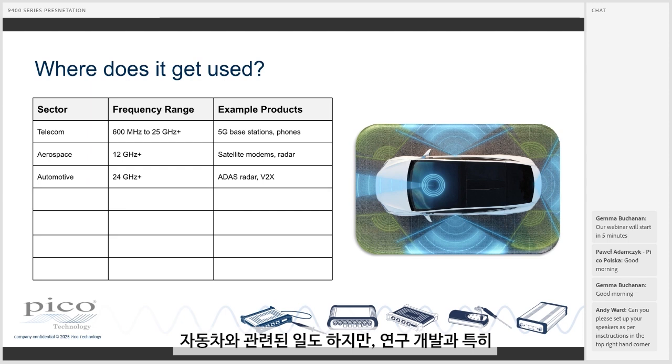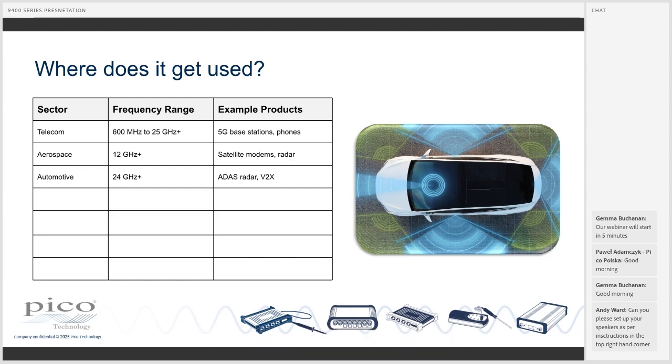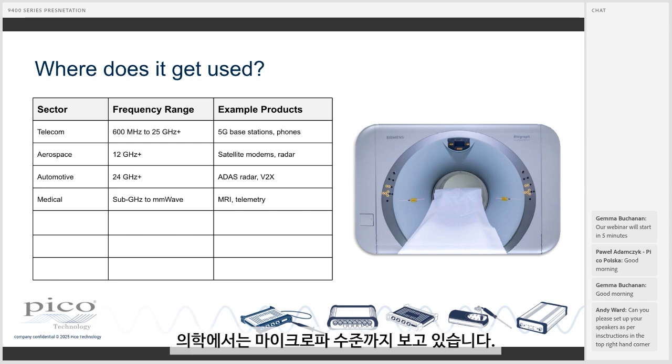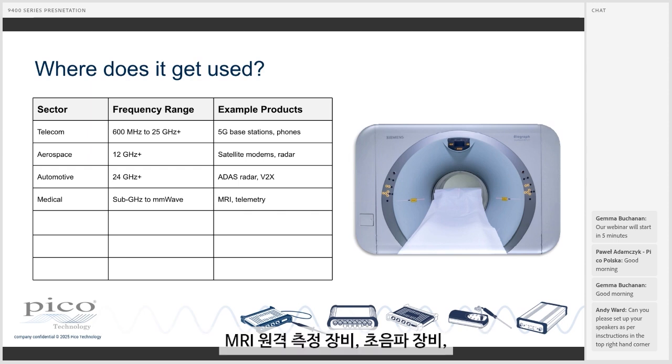involved with automotive, but more in research and development. And particularly with radar at the moment, we've been involved with the 9300 and the 9400 series. So we often work alongside our colleagues in automotive on these opportunities. Medical, we're seeing down to microwave level. We've got MRI, telemetry, ultrasounds evolving. With our VNAs, we have some OEM opportunities where they've been integrated into medical systems as well.